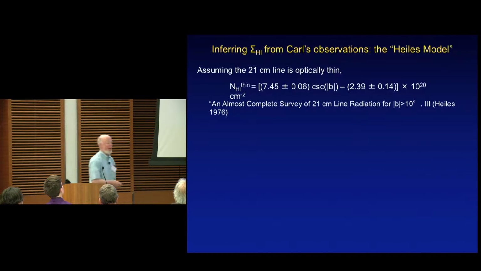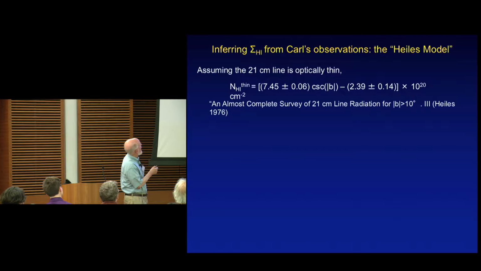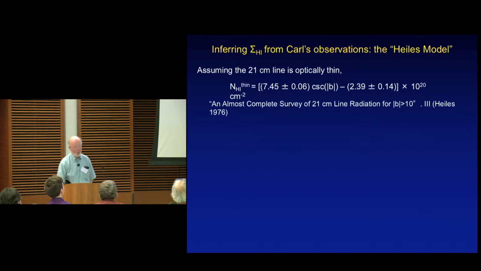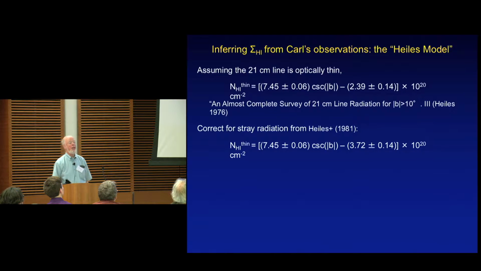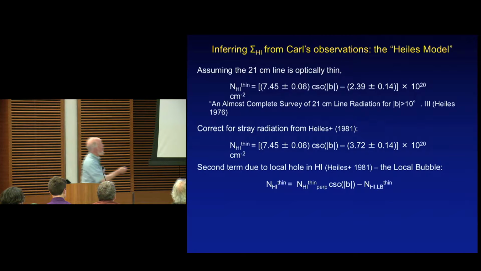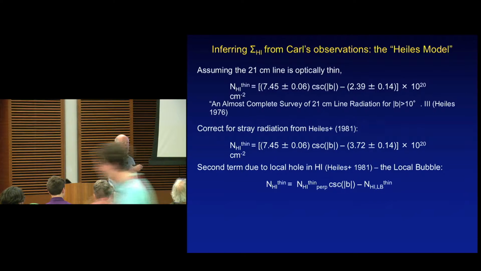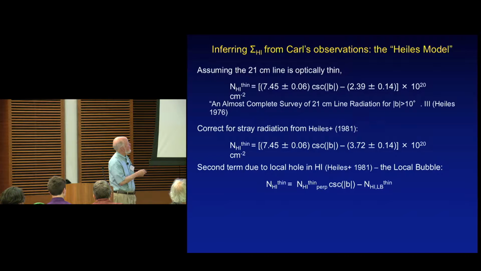Now, I go all the way back to Carl's work in 1976, and you can then get, assuming that the H1 is optically thin, this is the amount of H1 that you find. At that point, he was just fitting a linear line and didn't attribute any physical significance to the negative sign there. Subsequently, he looked at that and realized that there had been some stray radiation, so he made a correction for that and pointed out that this negative sign actually corresponded to the fact there was a hole in the local H1.